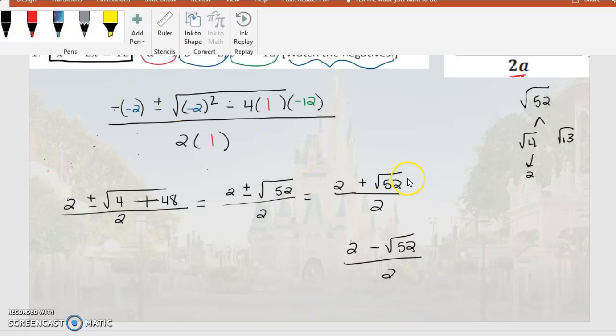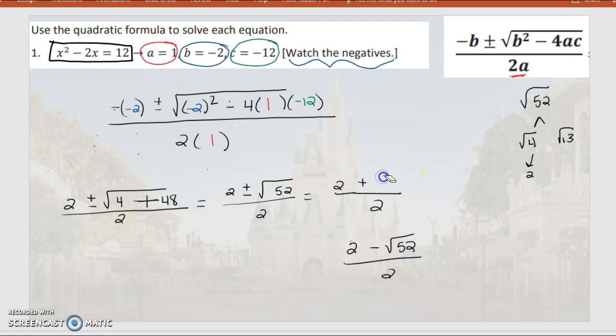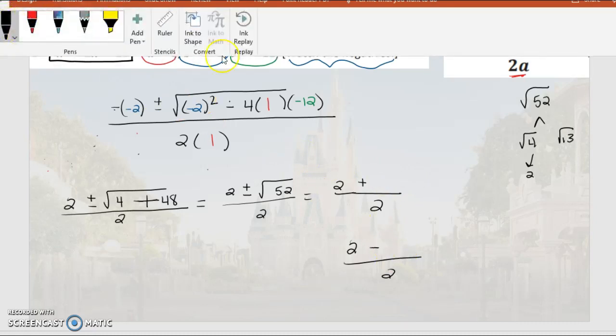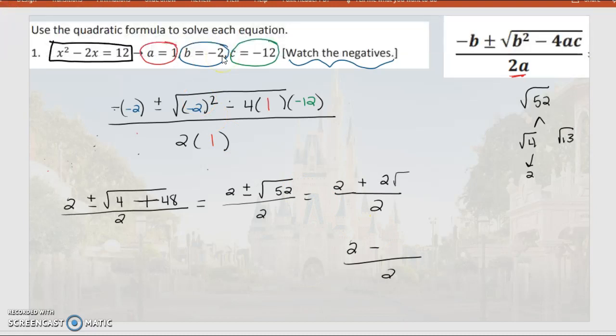So I'm going to go ahead and change this to 2 square root 13. So 2 divided by 2 is 1. 2 divided by 2 again is 1. These are just going to cancel each other out, so you're going to end up with the square root of 13.